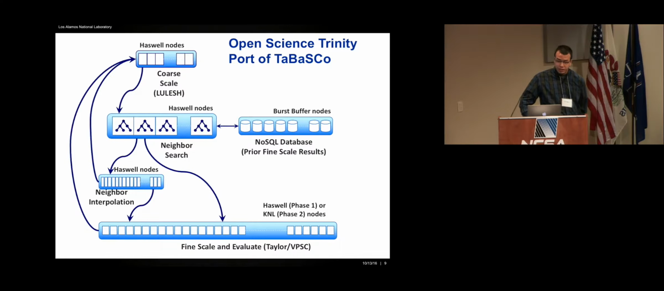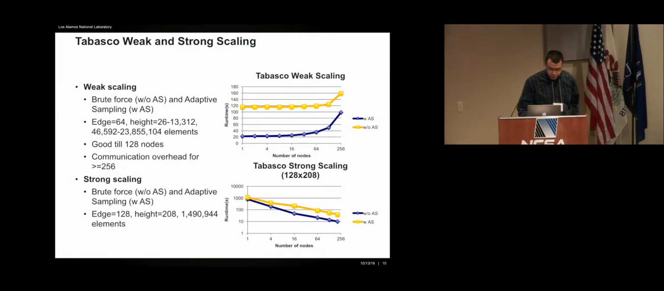And our Charm++ breakdown was pretty simple. On the Haswell nodes, we put the coarse scale chares, which are the Lulesh nodes. Also on the Haswells, we put the neighbor searches. And also on the Haswells, we put the neighbor interpolations, so the adaptive sampling ones. And then depending upon what phase of Trinity we were in, we put the fine scale and evaluate chares on either KNLs or Haswells. And we also used the burst buffer nodes to store our database because they were much faster. We have some initial results from phase 1, in which we showed weak scaling and strong scaling.